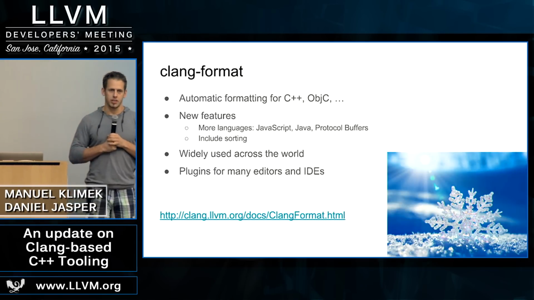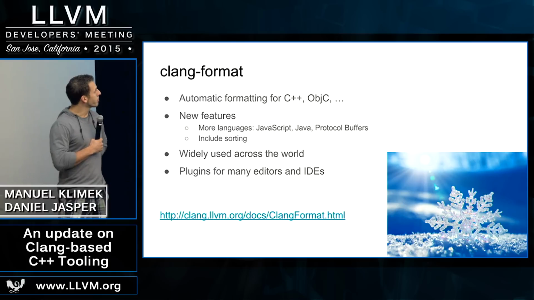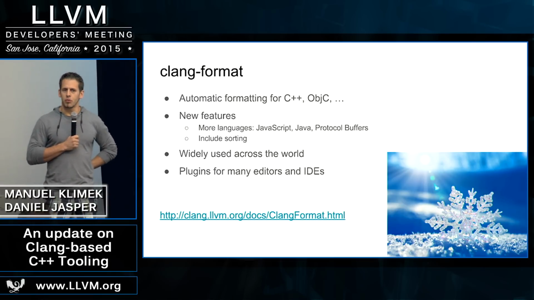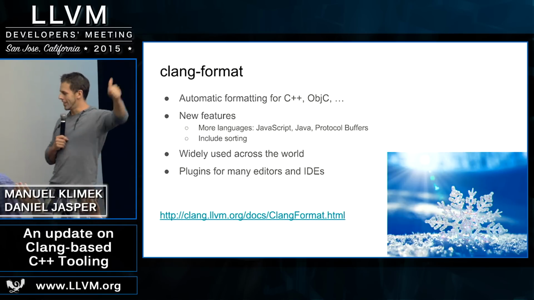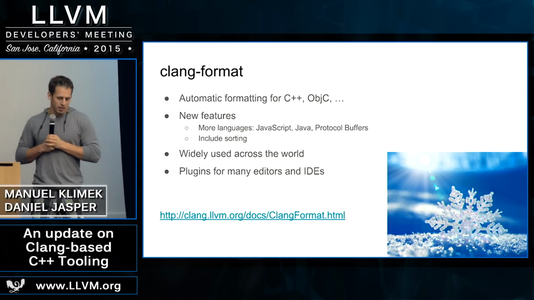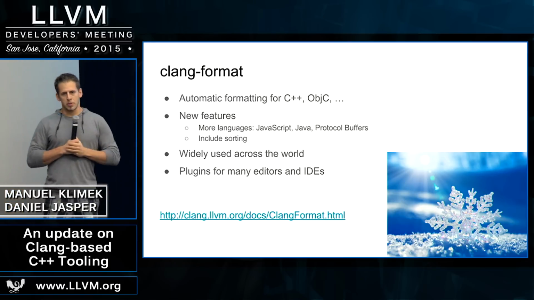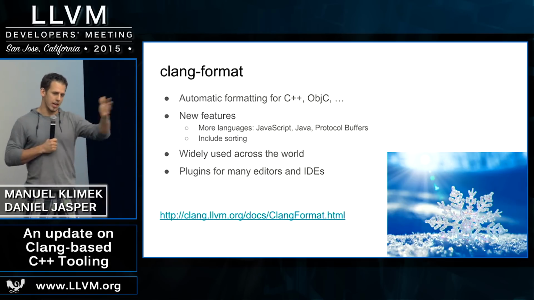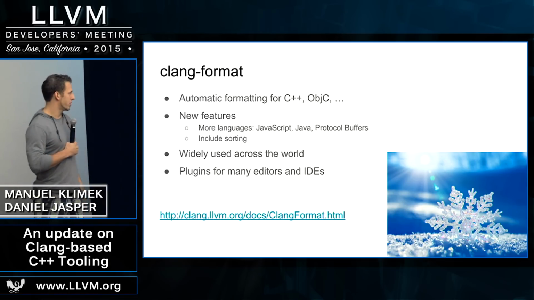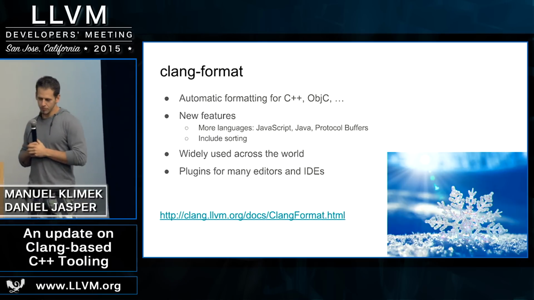One is Clang format. It does automatic source code formatting for C++. It's pretty widely used by now. Can I get a quick raise of hands, who has used Clang format? Yeah, nice, great. The reason why we started it, well, we had many reasons. Mostly we wanted source code to be machine editable so that we can, at large scale at Google, refactor our source code without a human having to go in and change stuff.